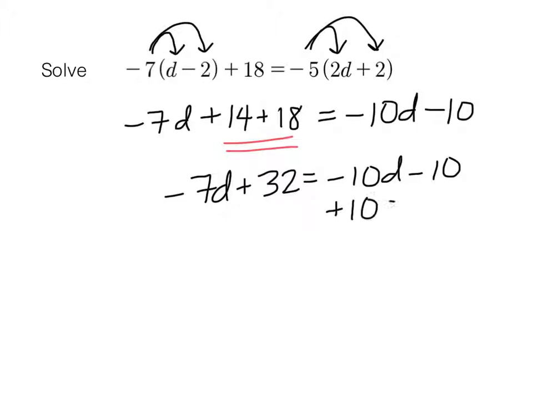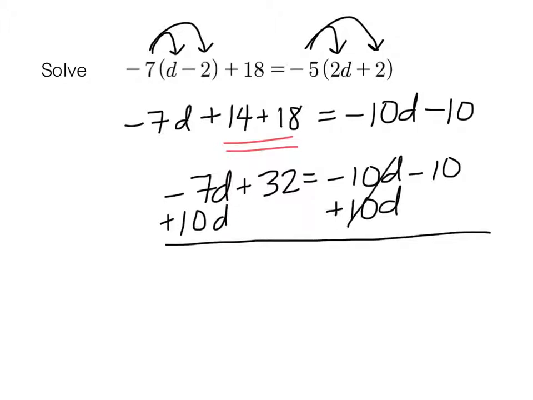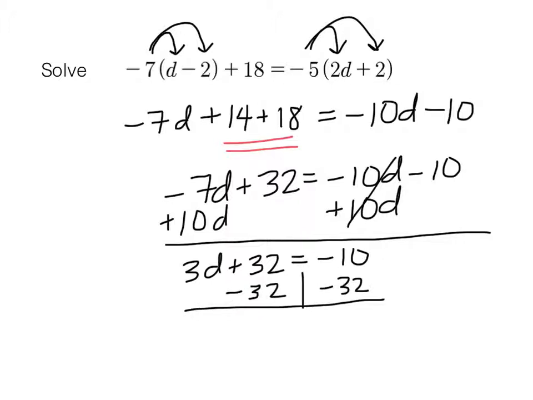You add 10d to each side. Add 10d. That's going to cancel there. We're going to get 3d plus 32 equals negative 10. We're going to subtract 32 from each side, undoing our addition and subtraction before multiplication and division. Please be careful with your integer math. Use IXL and practice those integers if you're struggling. Divide both sides by 3, and d equals negative 14.